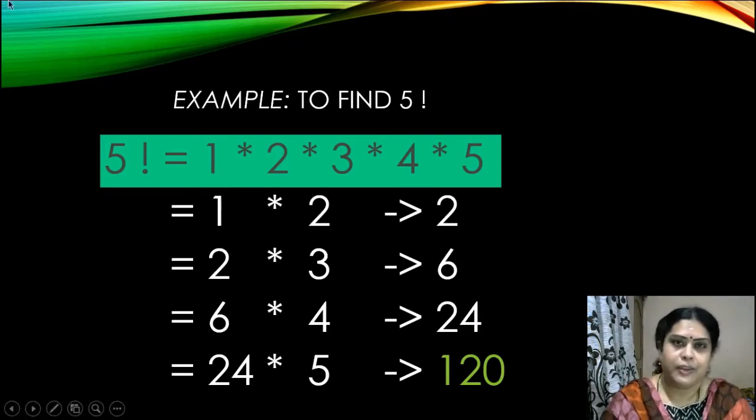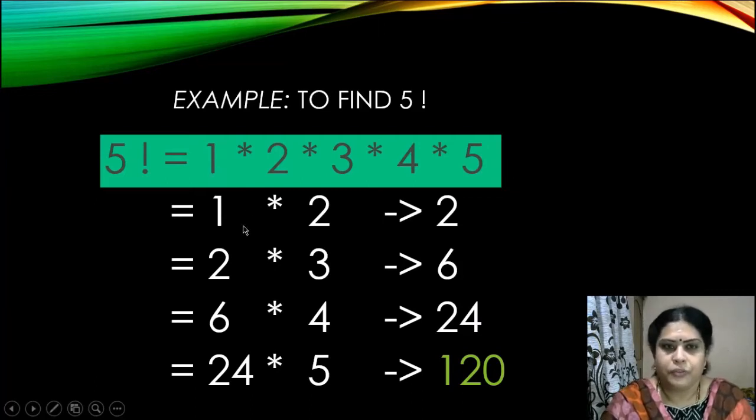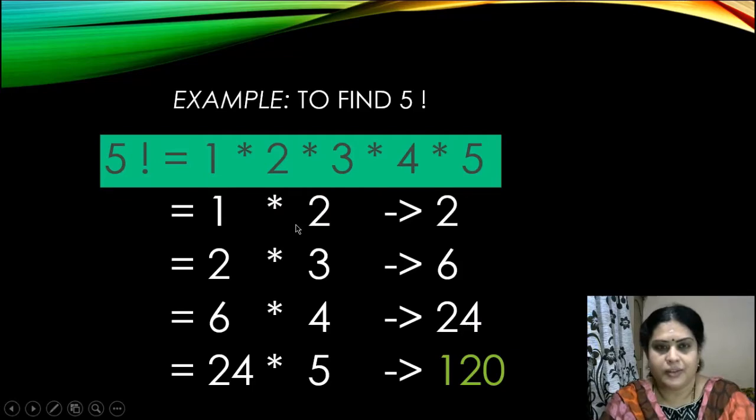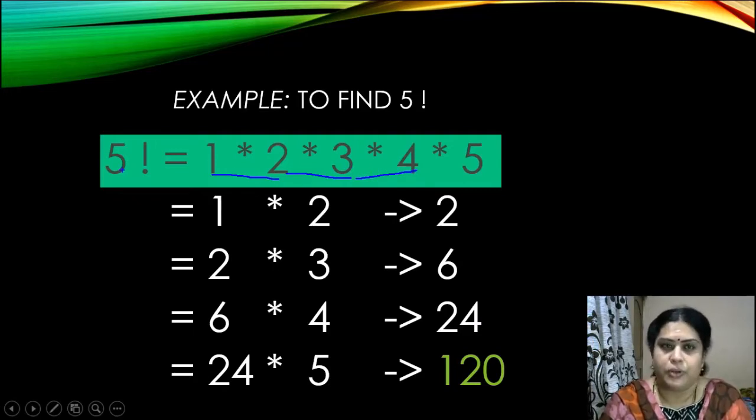I told you the definition is the product from 1 to 5. If you see this, there is a particular pattern being followed here. It is 1 into 2, which is 2, and then I am doing 2 into 3, which gives me 6, and 3 into 4 is giving me 12, but then I have to multiply the previous values so that I get the full factorial of 5.